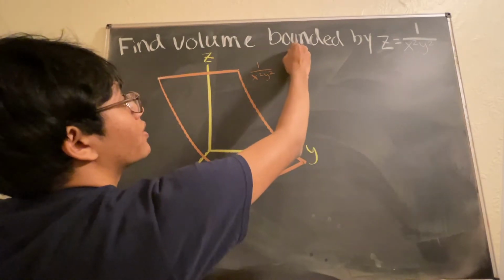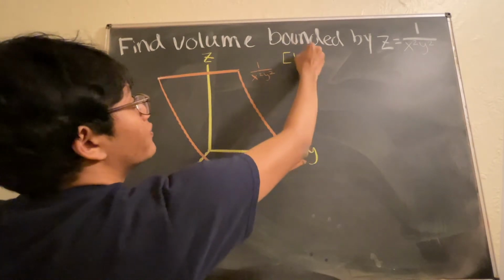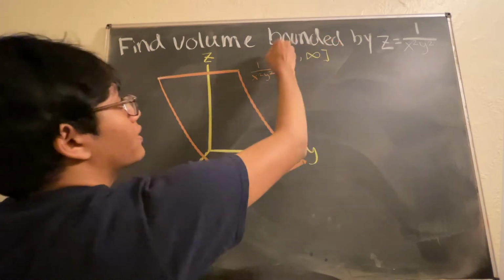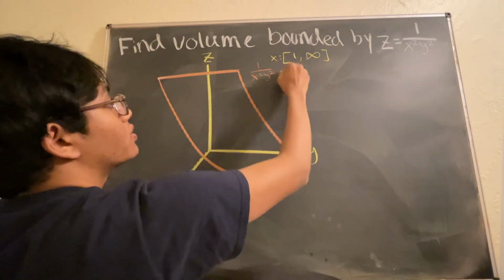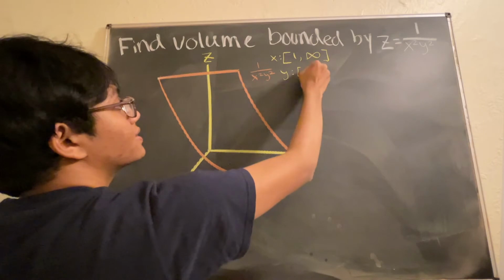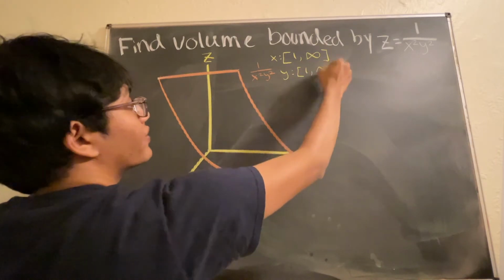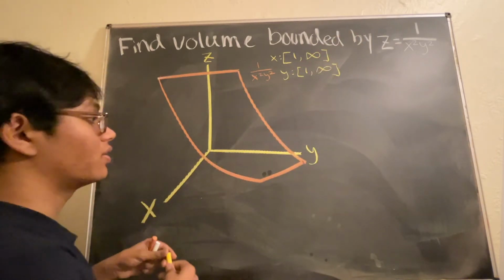We have to find the volume bounded by this curve on a certain domain from 1 to infinity for x, and 1 to infinity for y. That's the domain on which we have to find the volume under this curve.